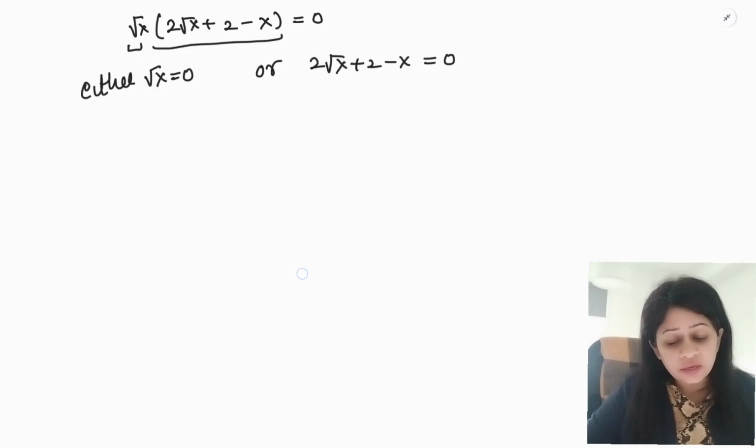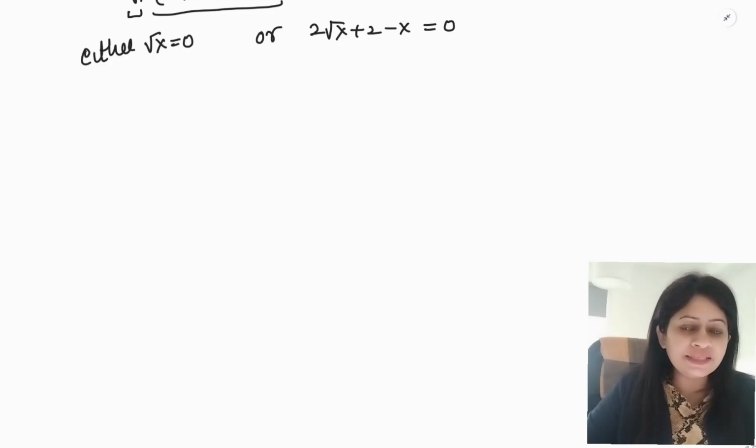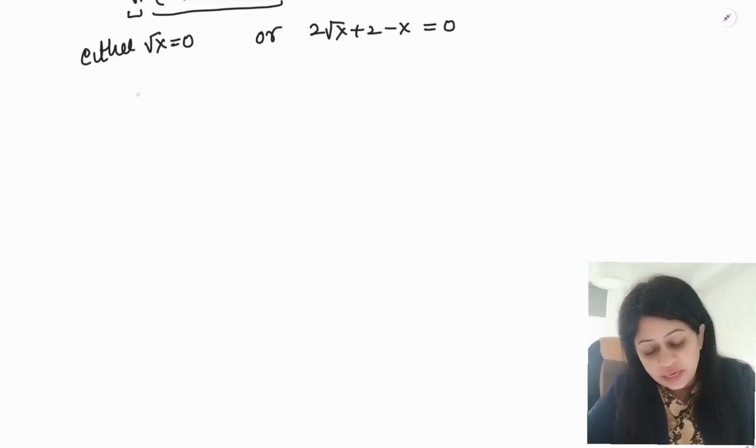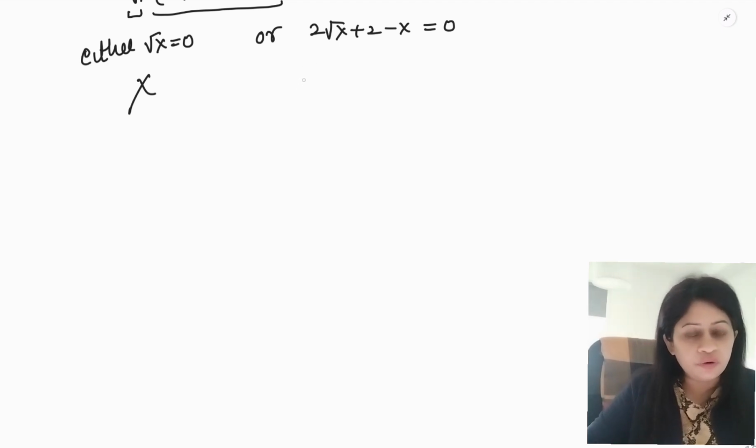But since we are given that x is greater than 0, it's not greater than or equal to, it's x is greater than 0, so this cannot be true. x cannot be equal to 0, right? So we are left with this equation now. Now we need to do something about it.